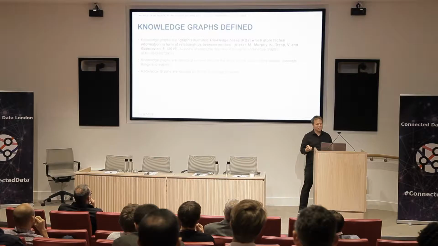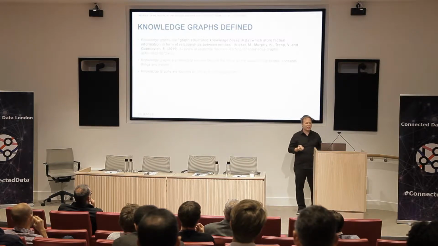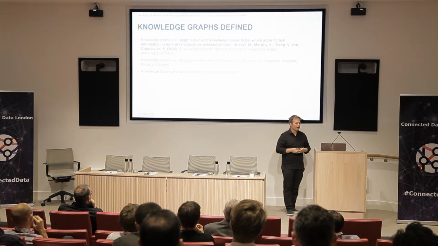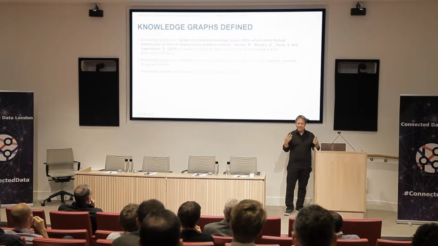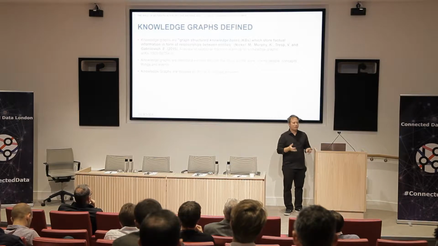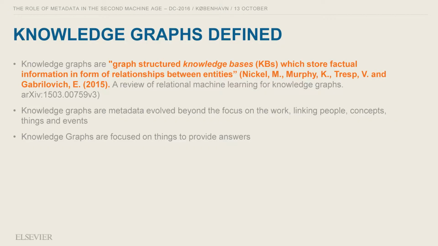So I want to tell you what I think knowledge graphs are, because there are a lot of different views. This is a definition I like, and it's not from me. A knowledge graph is a graph-structured knowledge base which stores factual information in the form of relationships between entities, these things that we're talking about. Knowledge graphs are really metadata about the world that move beyond the focus of documents to people, concepts, things, and events. And they're really about providing those answers, being that knowledge base for giving people answers.